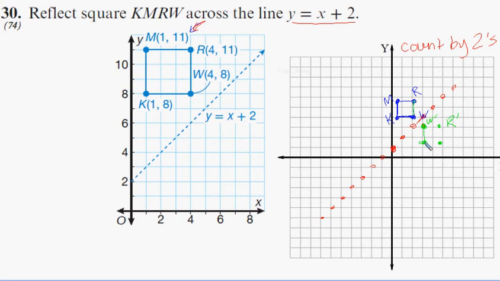So really, drawing the image is not quite as tricky as just getting the new coordinates labeled. This is K prime right here, and then this is M prime. You see that M is the furthest away from the line of reflection, so M prime is going to be the one that's furthest away from the line of reflection as well. Okay, not fun, not particularly easy, but you can do it.